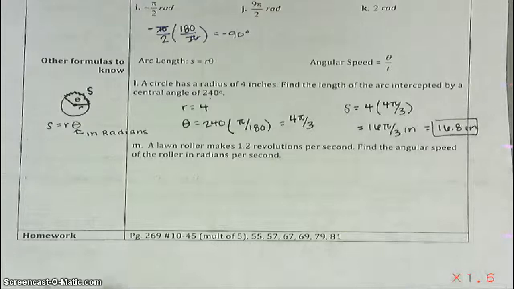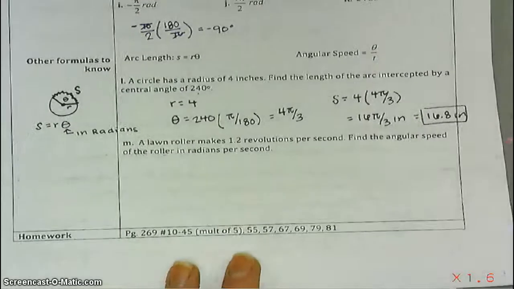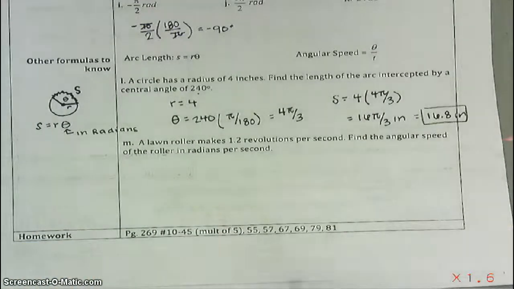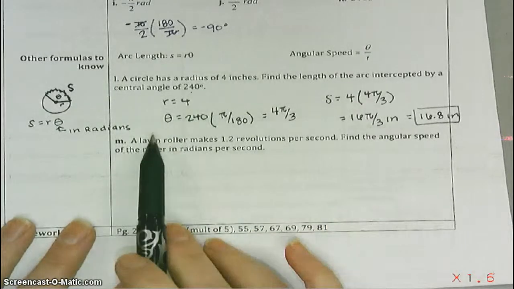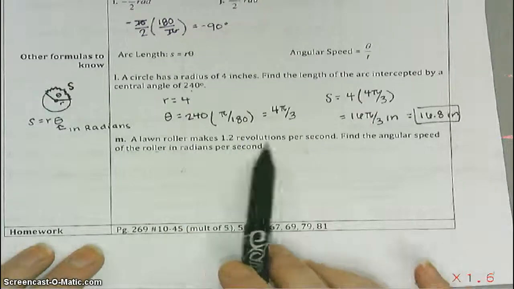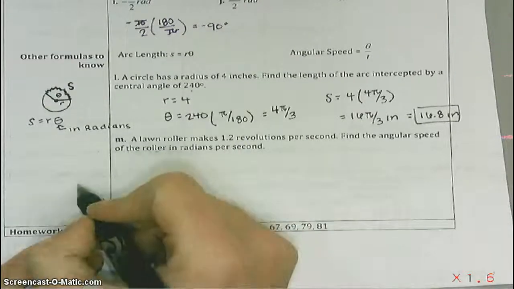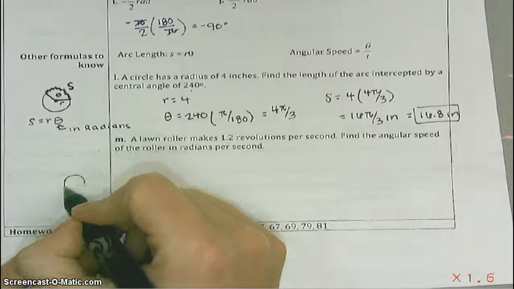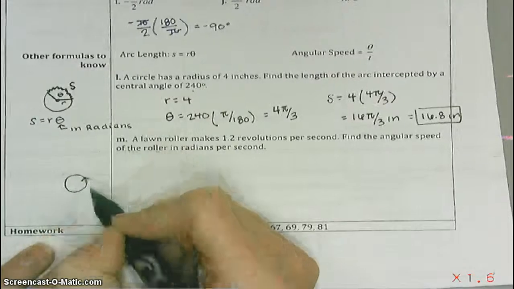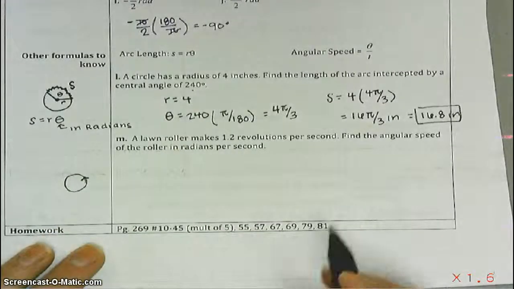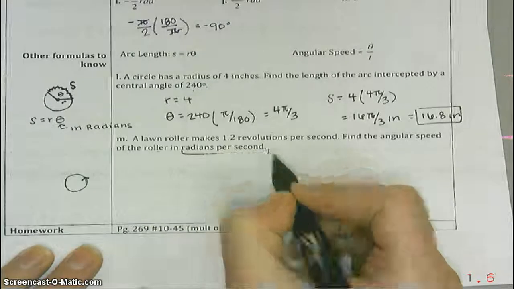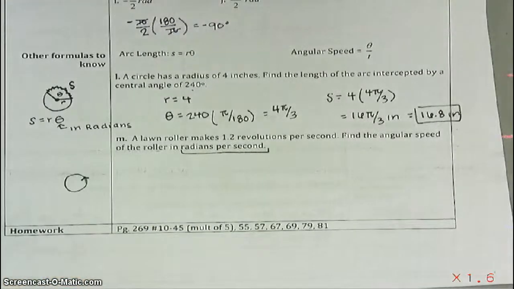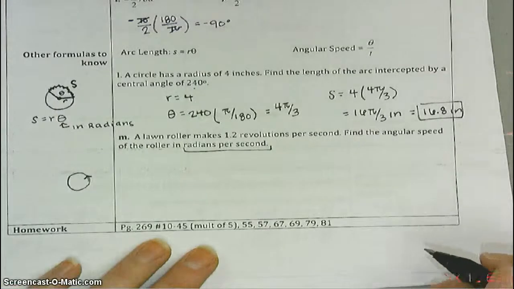The next one is angular speed, and it's talking about the old lawn mowers that didn't have a motor. This lawnmower is making 1.2 revolutions per second. So it's rotating around and then just a little bit more every second. What it wants us to do is find the angular speed in radians per second. This is all just pig pens, if you remember those from chemistry.